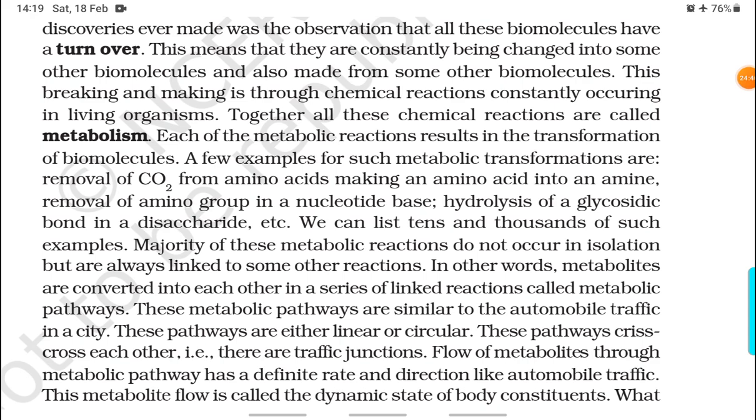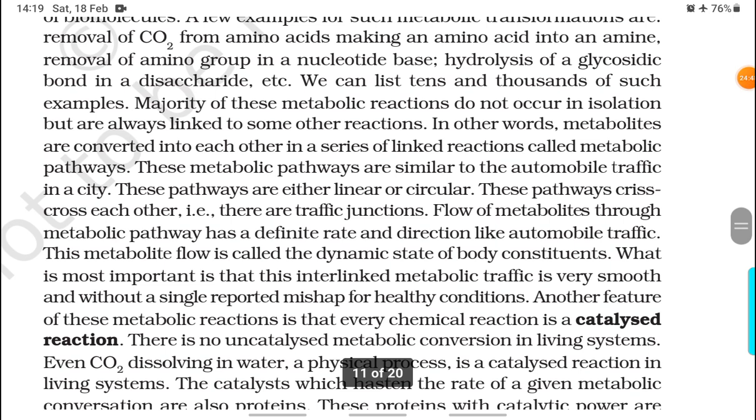We can list tens and thousands of such examples. The majority of these metabolic reactions do not occur in isolation, but are always linked to some other reactions. In other words, metabolites are converted into each other in a series of linked reactions called metabolic pathways.